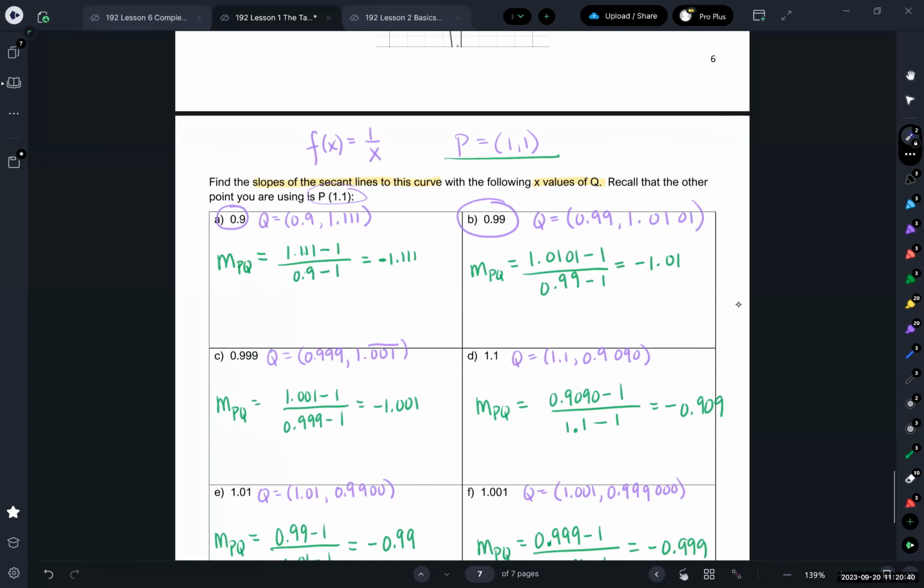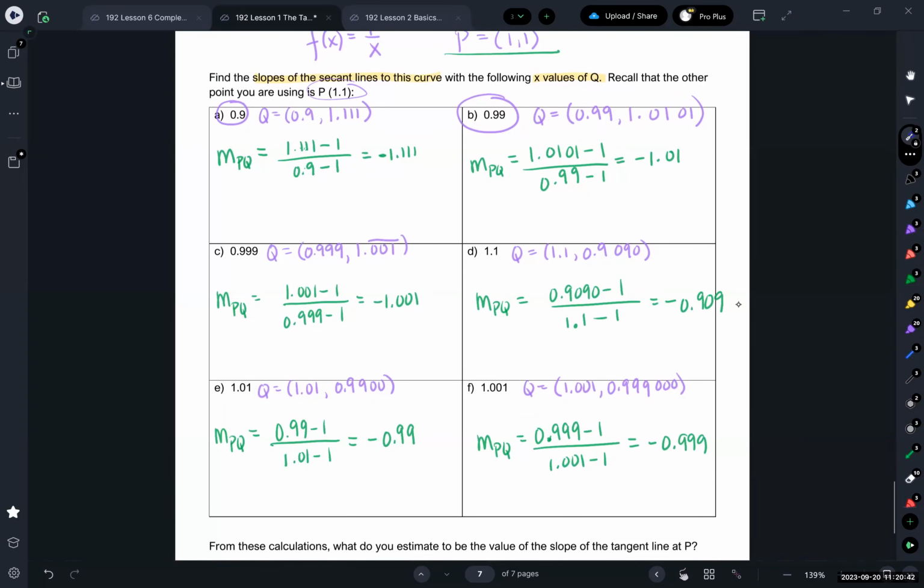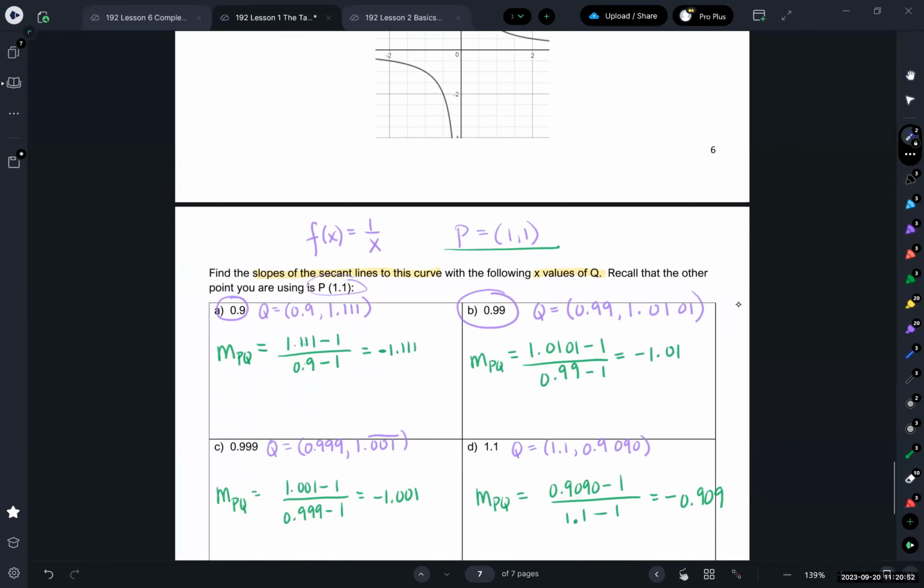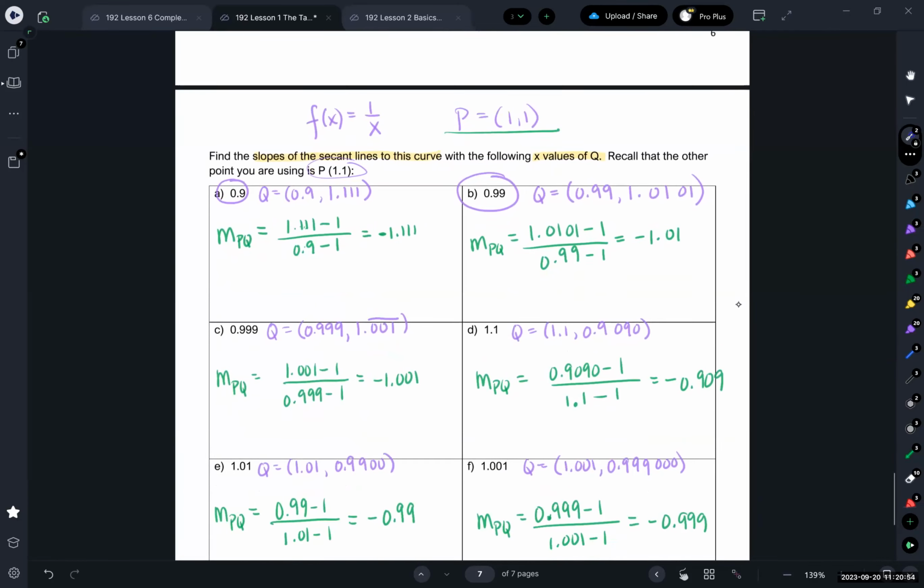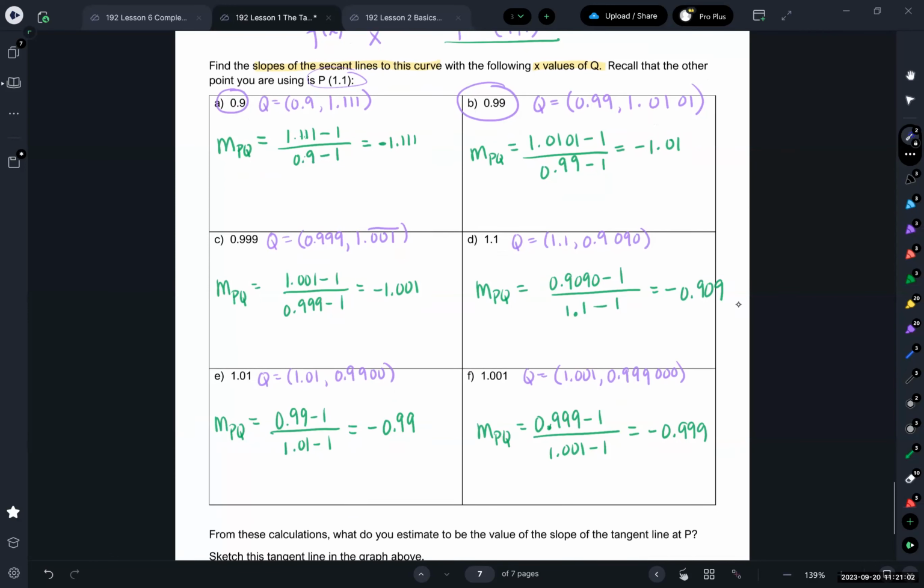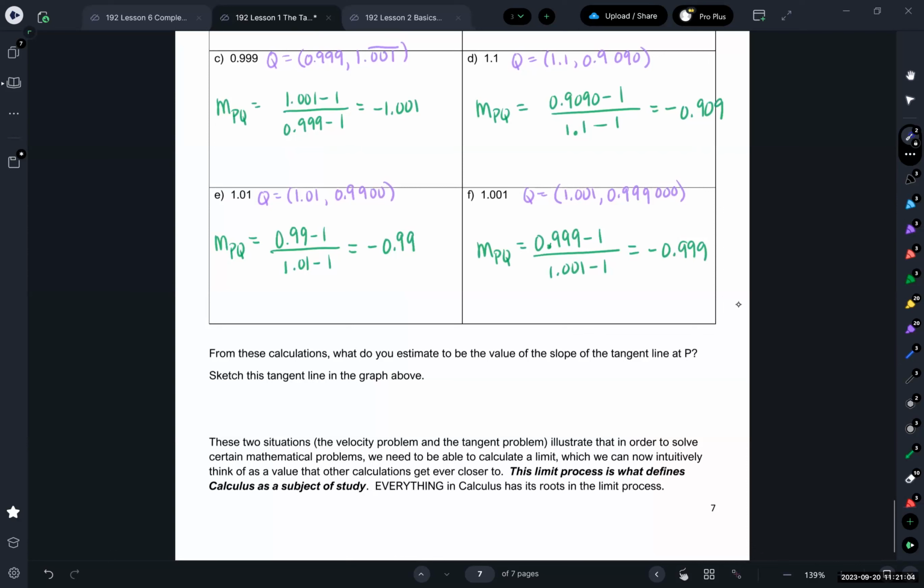And then we notice the same thing for D, E, and F. These x values are on the right side of P in our picture. They're slightly bigger than x equals 1. And as we get closer each time, the slopes of our secant lines are also getting closer and closer to -1. So from these calculations, we're going to go ahead and estimate the value of the slope of the tangent line at P, m_P, to be -1.